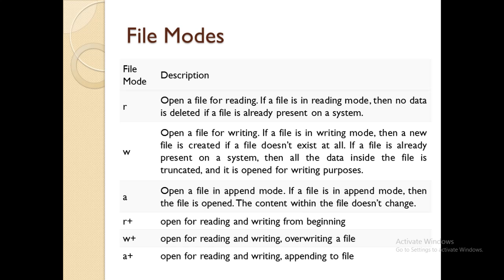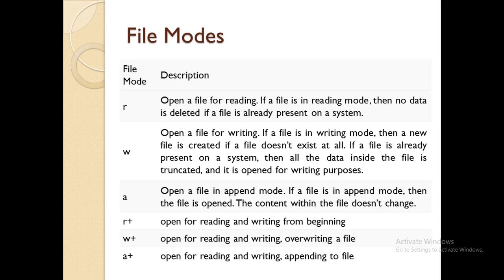If a file is in writing mode, then a new file is created if a file does not exist at all. But if a file is already present on the system, then all the data inside the file is truncated and it is opened for writing purposes. Third one is a mode, which opens the file in append mode. If a file is in append mode, then the file is opened. The content within the file doesn't change.